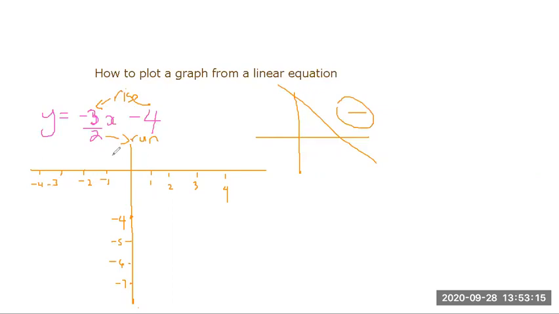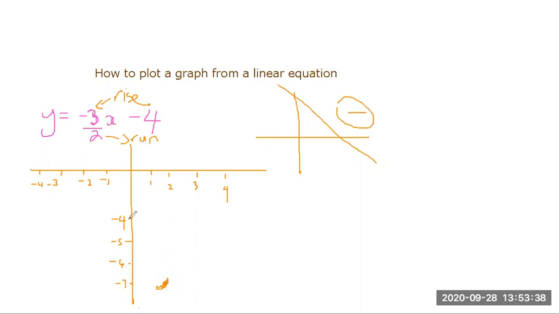So it says that the rise is -3, or in this case, since it's a negative graph, the fall. So I go down 3, 1, 2, 3, which gives me -7. But then my run is I go over 2. So I'm going to go over 2, 1, 2. So my point should be right there. That's a point on my graph.